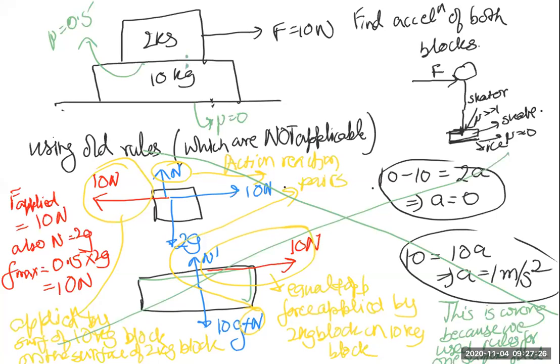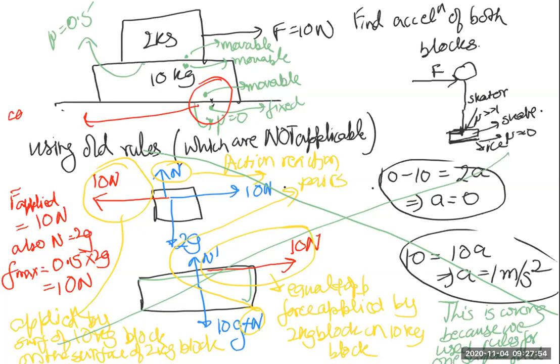This surface and this surface, movable. This surface, movable, this surface, fixed. तो यहाँ पे जो रूल्स ऑफ फ्रिक्शन लगेंगे ये केस 1 वाले लगेंगे, यहाँ पे जो रूल्स ऑफ फ्रिक्शन लगेंगे ये केस 2 वाले.